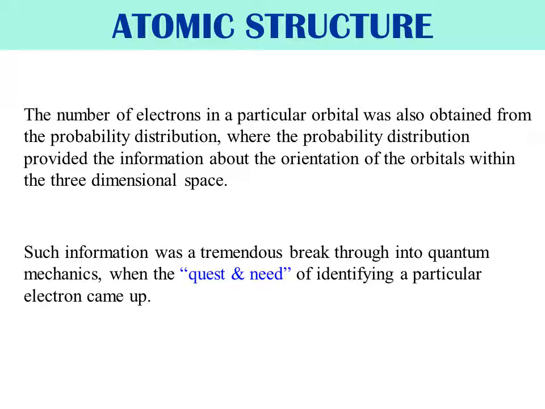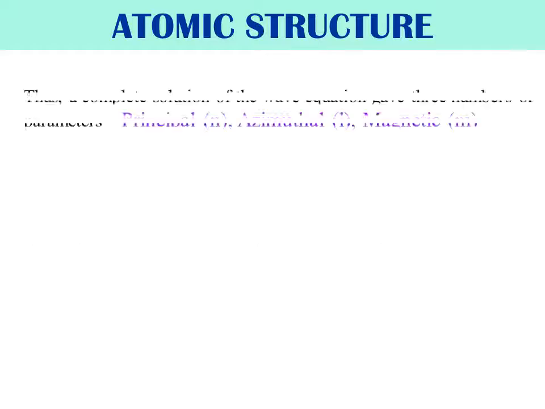So such information was a tremendous breakthrough in quantum mechanics when the need of identifying a particular electron came up. So now we are moving on from orbitals. We are eager to know about the shape of the orbitals. Now we can figure out whether every electron present inside the orbital can be identified accurately or not.